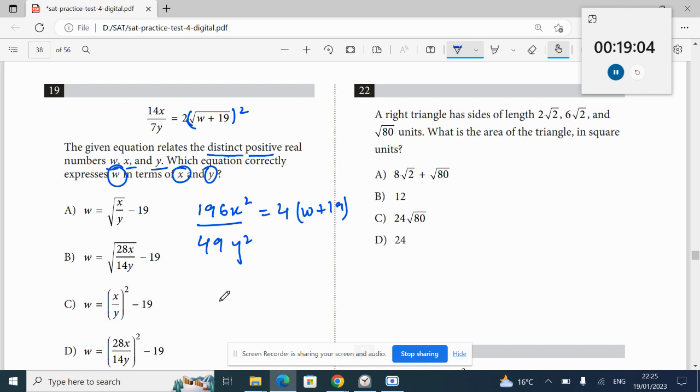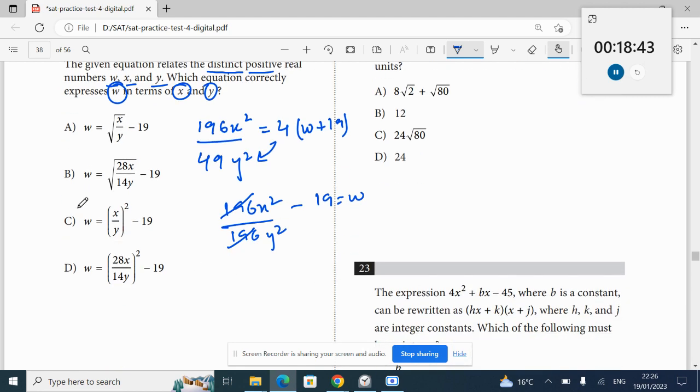What are we doing over here? Okay, we can just multiply 4 with 49 over here, which is 169 again. So 169 x squared upon 169 y squared. This is going to get cancelled, and minus 90 is equal to w. So x squared upon y squared is equal to w plus 90, so w is x squared upon y squared minus 90.